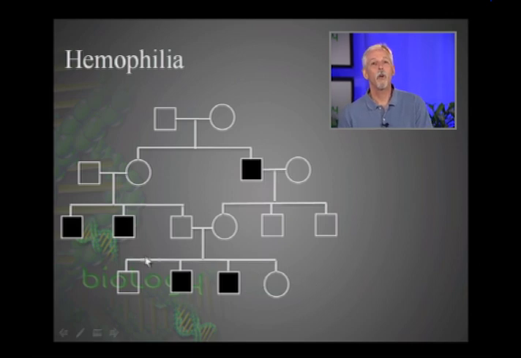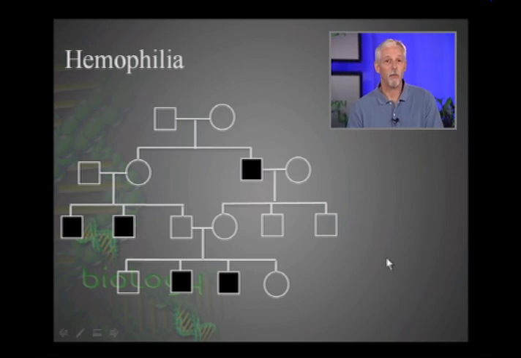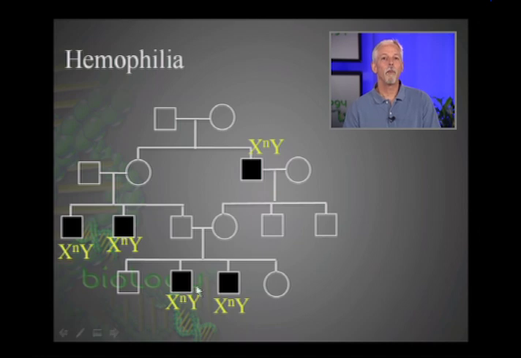So again, we always want to start with those that show the recessive phenotype. What we would do here is go ahead, and we know that they're males because they're squares. If they show the recessive phenotype, they have to be carrying the recessive allele. So we could go ahead and put in our males that are hemophiliacs here. But we also know the normal males. The normal males, again, only have one X. They would have X's with the dominant allele there. So we can go ahead and put those in as well.